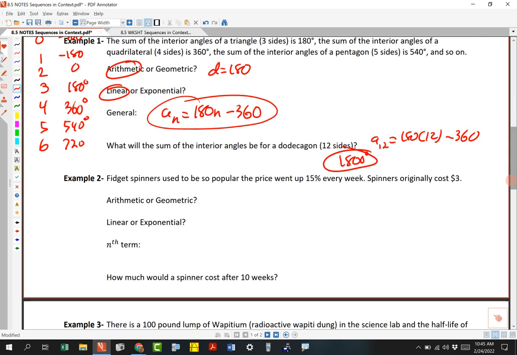Fidget spinners, these were all the rage several years ago when I wrote these notes, and this is pretty much true. I kind of looked this up. Fidget spinners used to be so popular, the price went up 15% every single week. The original cost was $3.